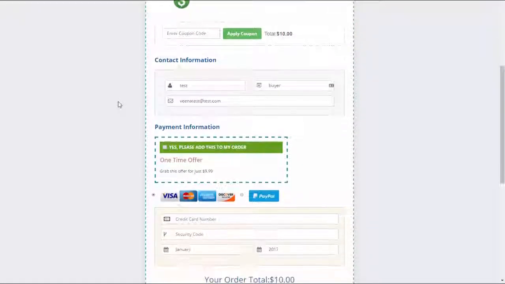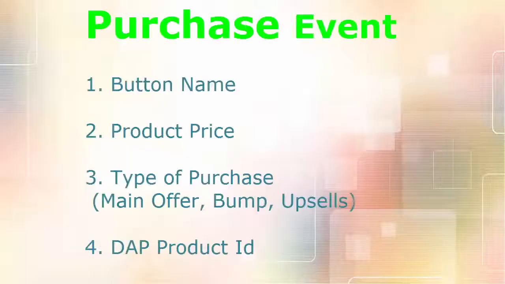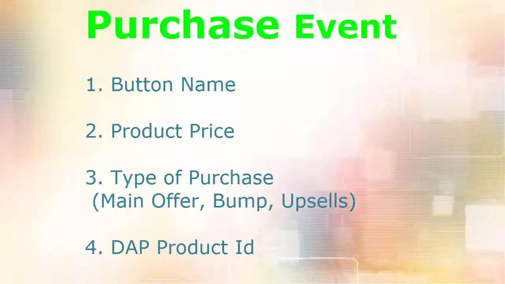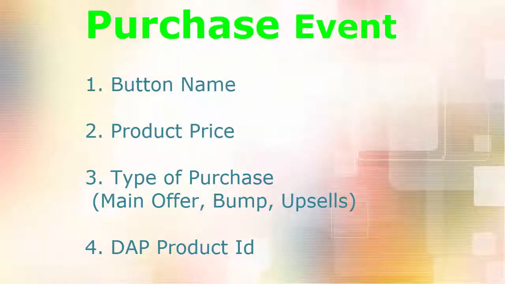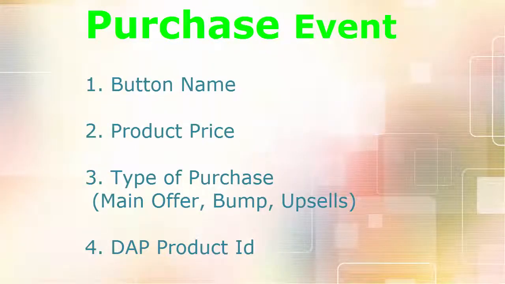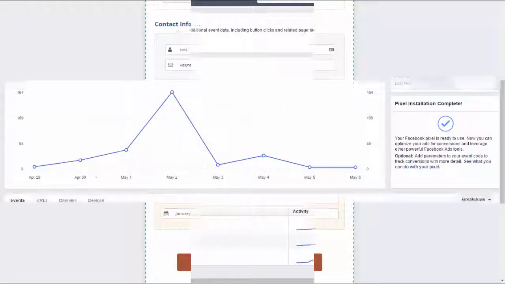Now, when your prospects click on the place your order button to complete the purchase, and if the purchase is successful, SPC will trigger a Facebook purchase event. Again, for the purchase event, SPC will send the button name, the product price, the type of purchase, whether it was the main product that was purchased, whether the bump offer was included, whether it's an upsell purchase. All of those details are sent to Facebook as well. And SPC also sends the DApp product ID to Facebook. So you can use all these details to track everything in Facebook.